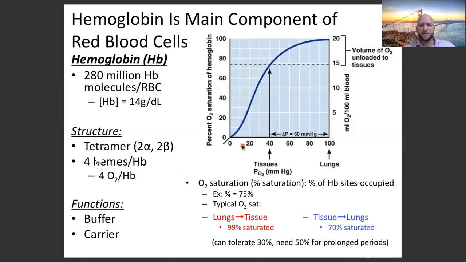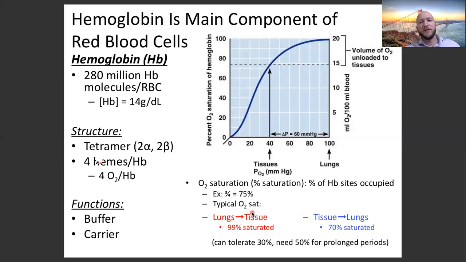So oxygen saturation actually will change throughout our circulatory system. In our lungs, that's where oxygen is going to be coming into our circulatory system, into our blood, and binding onto these hemoglobin molecules. In our lungs, our blood is going to be about 99, pretty close to 100% saturated in most situations, in normal situations.